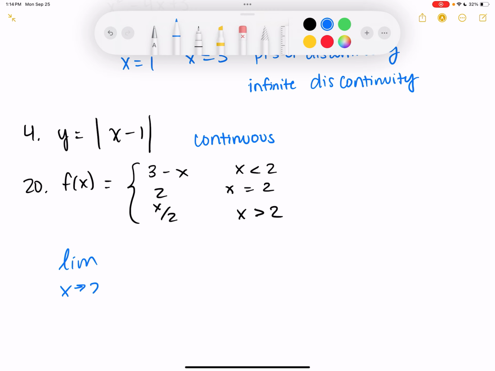So the limit as x approaches 2 from the left of 3 minus x. Now, you're probably wondering why I picked that one. Anybody curious why I picked 3 minus x? It's going to do something nice for you. Does anybody know why I chose that one? Want to guess why I chose that one?